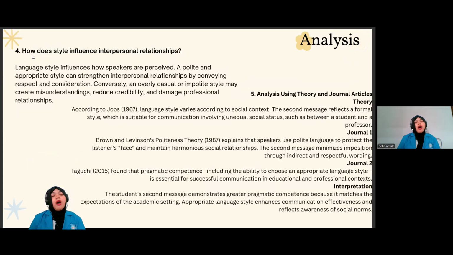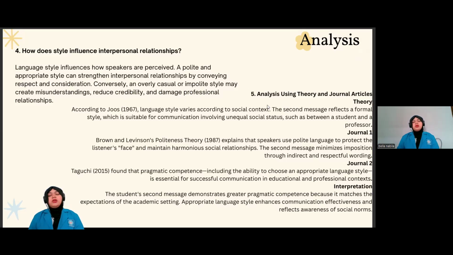Number 4, how does style influence interpersonal relationship? Language style influences how speakers are perceived. A polite and appropriate style can strengthen interpersonal relationship by conveying respect and consideration. Conversely, an overly casual or impolite style may create misunderstanding, reduce credibility, and damage professional relationship.